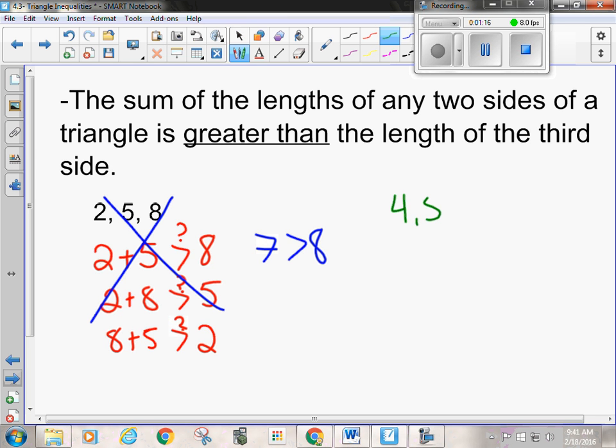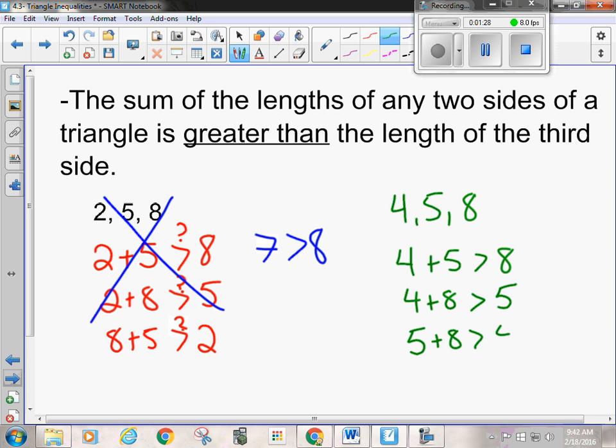If we have side lengths of 4, 5, and 8, let's see here. 4 plus 5 needs to be greater than 8. 4 plus 8 needs to be greater than 5. And 5 plus 8 needs to be greater than 4. So let's see if this happens.